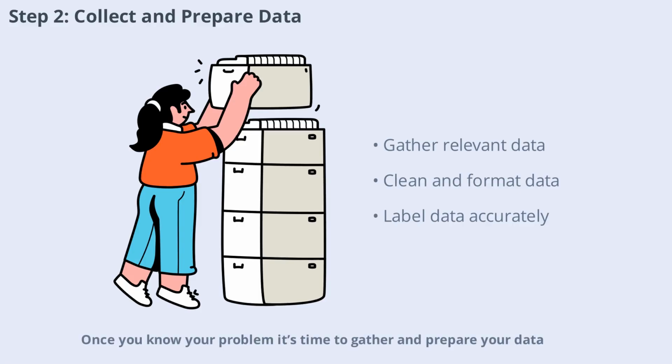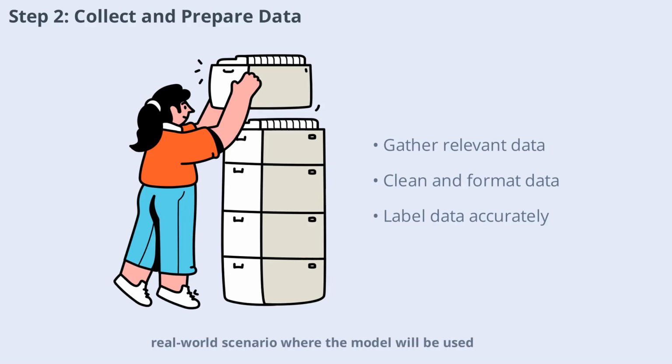Once you know your problem, it's time to gather and prepare your data. This means collecting the right data, formatting it correctly, and labeling it properly. All AutoML tools, Vertex AI, AutoGluon, and AutoSklearn, depend on good input data. Beginners should focus on removing errors, handling missing values, and making sure the data matches the real-world scenario where the model will be used. Good data preparation is the foundation of any successful machine learning project.